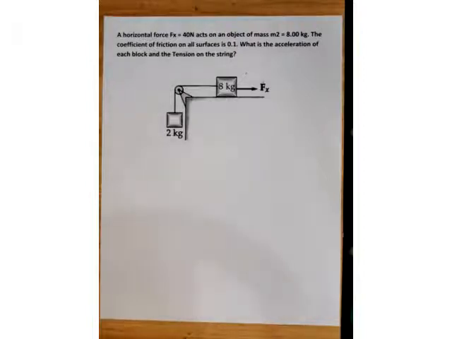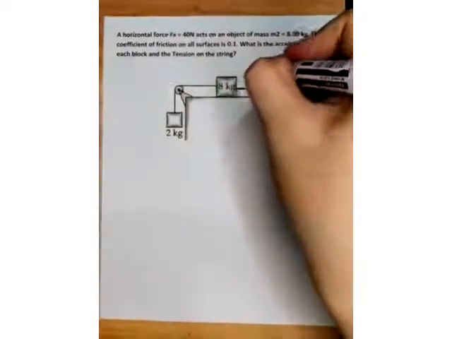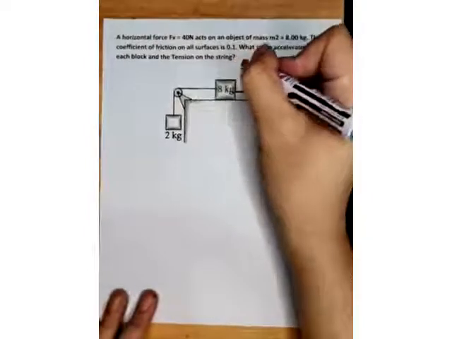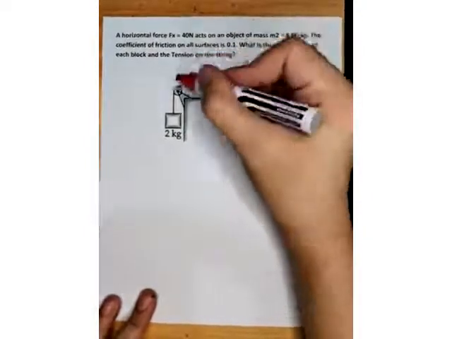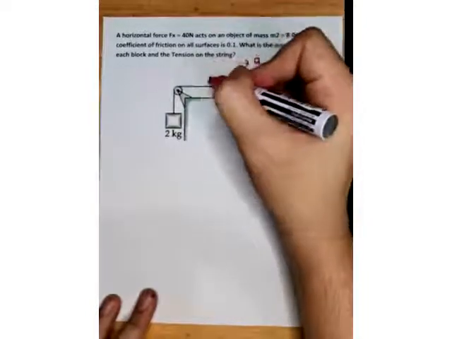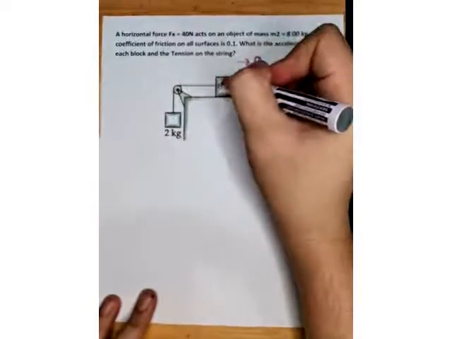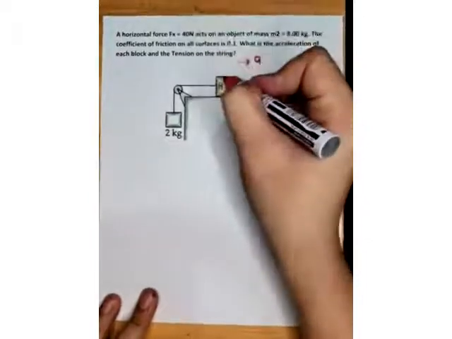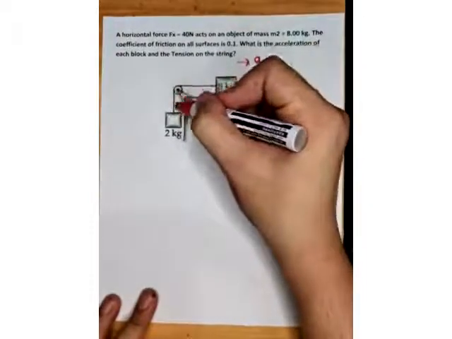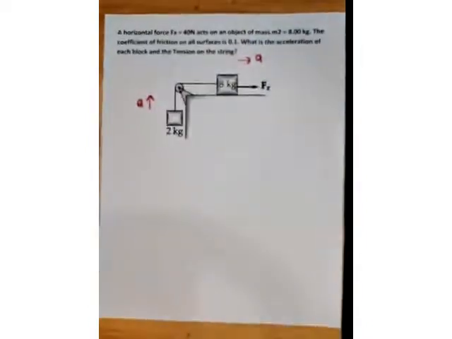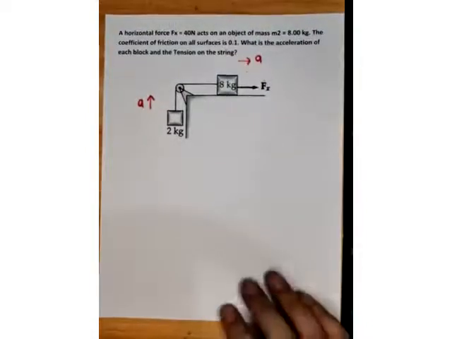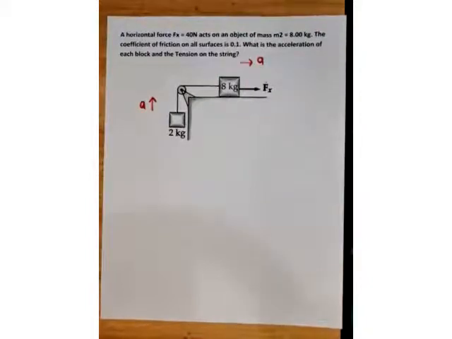So if you imagine that, this is being pulled to the right, therefore mass 1 will be accelerating in this direction. At the same time, if this is connected to the 8 kilograms, if this goes to the right, then this will move upward. So it will accelerate upward. Those two are the directions of our objects, assuming that force Fx is going to the right.